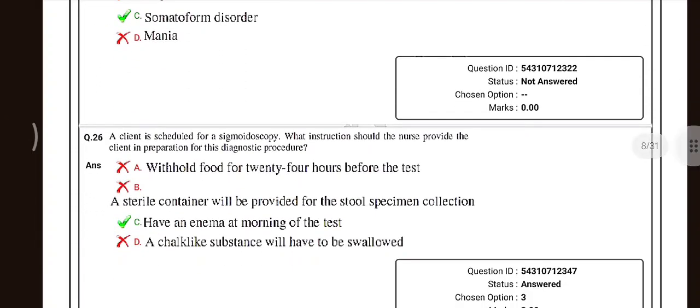A client is scheduled for a sigmoidoscopy. What instruction should the nurse provide as preparation for the diagnostic procedure? Withhold food for 24 hours before the test? No. A sterile container will be provided for stool specimen collection? No, it's not a stool specimen examination. A chalk-like substance will have to be swallowed? No. Have an enema on the morning of the test. This is the correct one, because the enema empties the sigmoid colon.